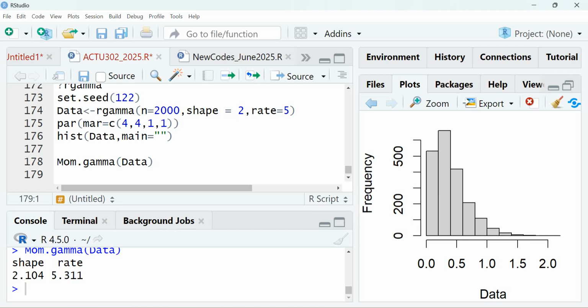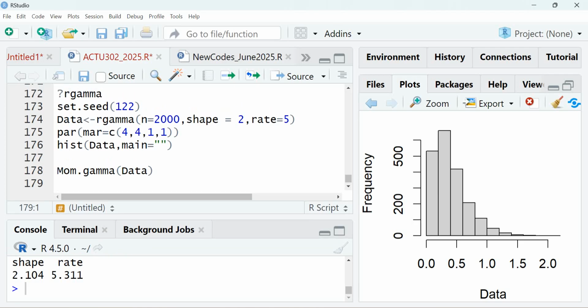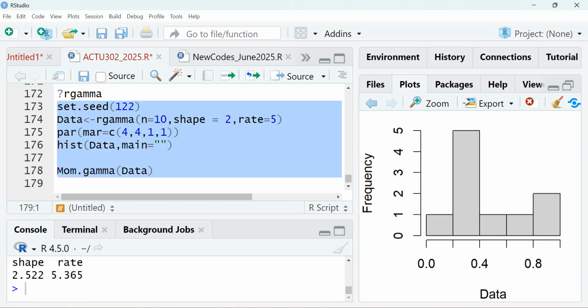Now, what we want to do, let's do this again. Let's start with 10. So each time, please, we are setting the seed to 122 so that we get approximately the same answer. Is that okay? So let's do 10 together. You highlight all of them like this so that you don't forget to run the set.seed. Let's run it. We are supposed to get this. Did everybody get the same? You got the same. Okay. Who got a different answer?